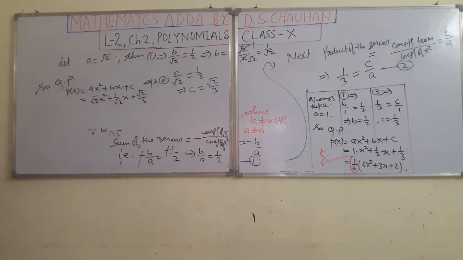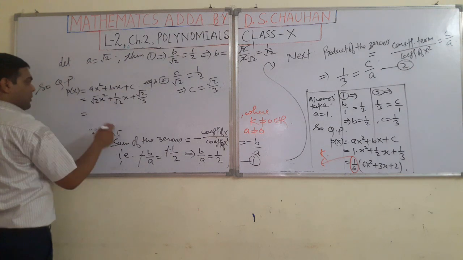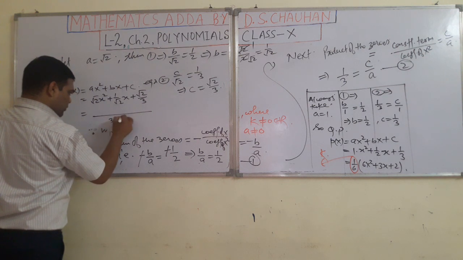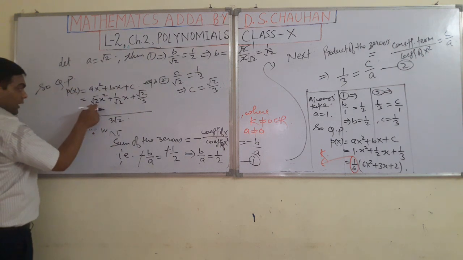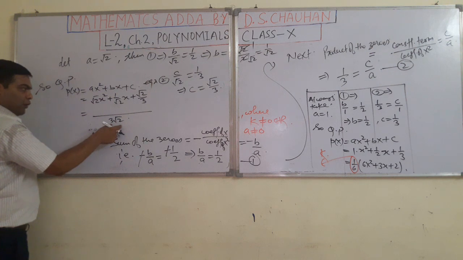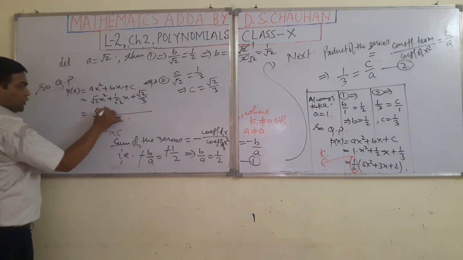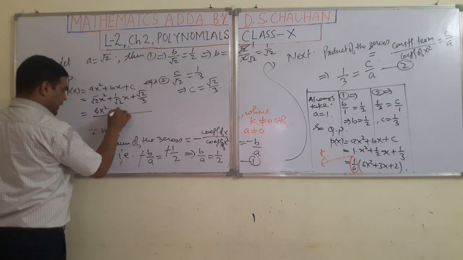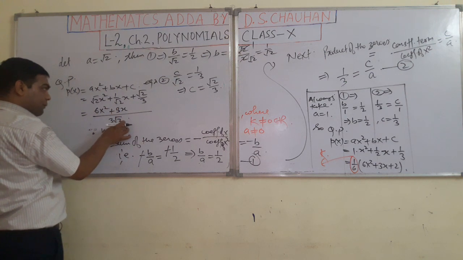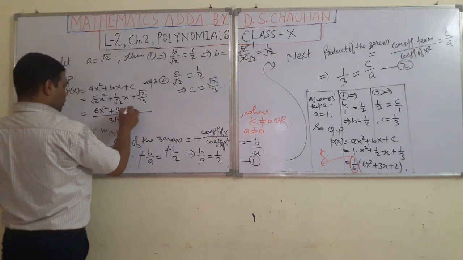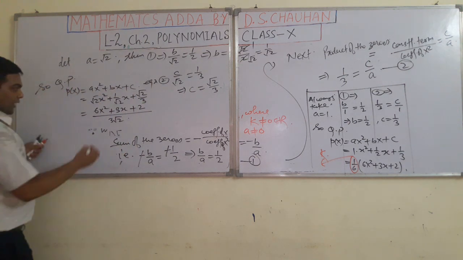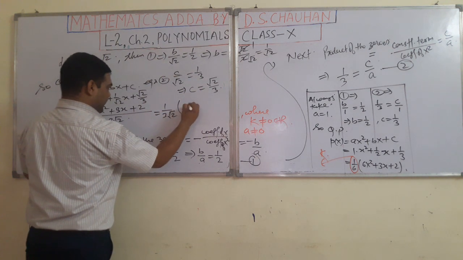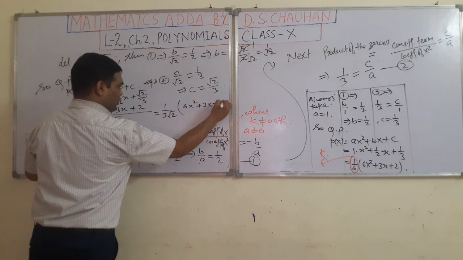It will come here. Take the LCM and simplify here. LCM will be 3 under root 2. So here, root 2 will get multiplied by 3 root 2. What will you get? You will get 6x square, right? And here root 2 is present, so it will multiply by 3, it is 3x, and here 3 is present, it will get multiplied by root 2, so you will get 2. So finally what you have? You have 1 upon 3 root 2 inside the bracket 6x square plus 3x plus 2.